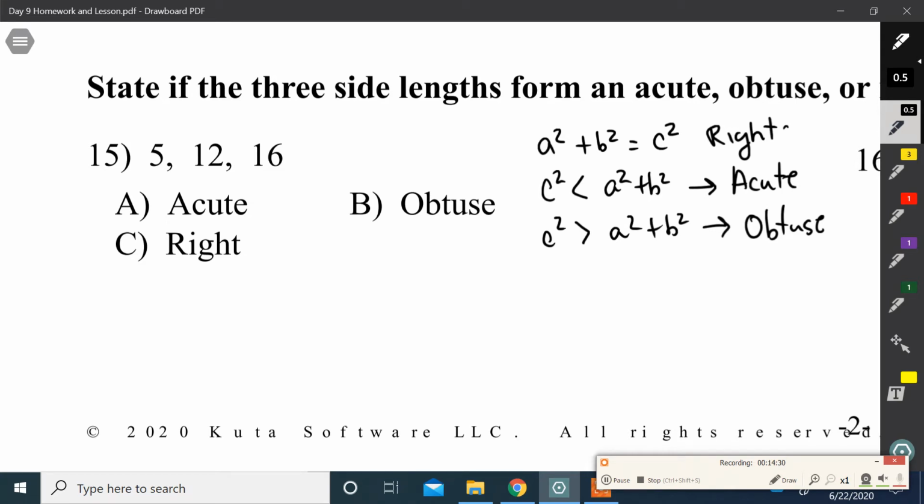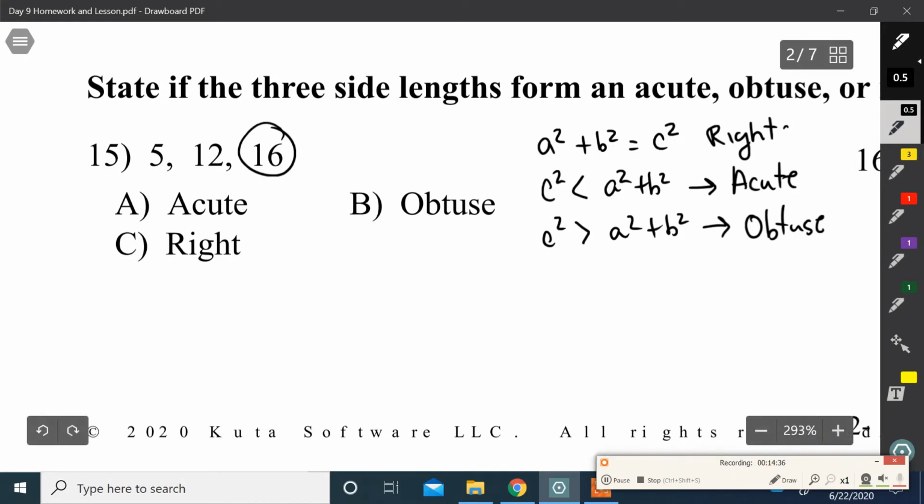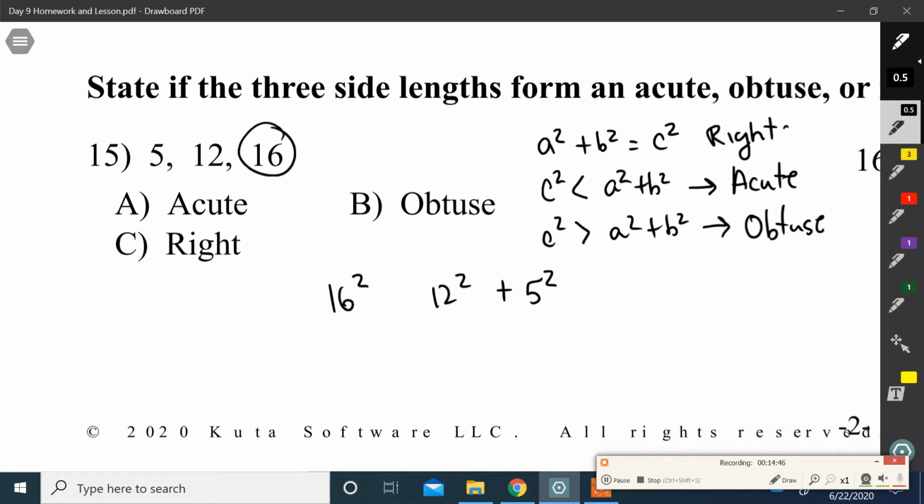Okay, so we're gonna check this now. We're gonna say, well, this right here is my c. That will always be the c, the last number. So we have 16 squared, and then we have 12 squared plus 5 squared. So let's go ahead and check that. So 16 times 16, that's going to be 256.